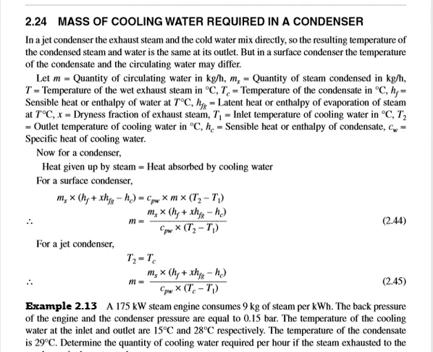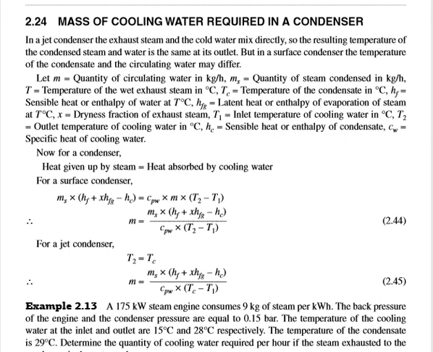Then for the jet condenser, we already discussed that the exhaust steam comes in direct contact with the cold water. Therefore, the resulting temperature of the condensed steam and water is the same at the outlet, that is T2 equal to Tc. Therefore, M equal to Ms into (HF plus XFG minus Cpw Tc) divided by Cp into (Tc minus T1).